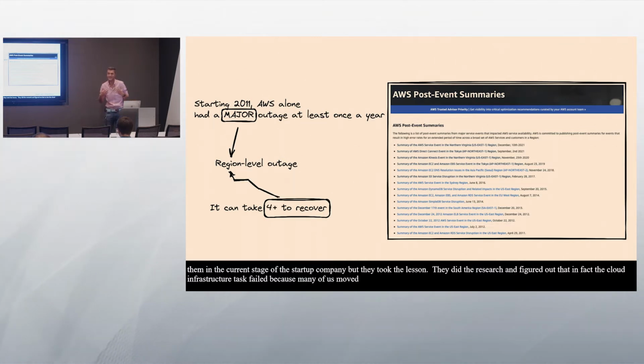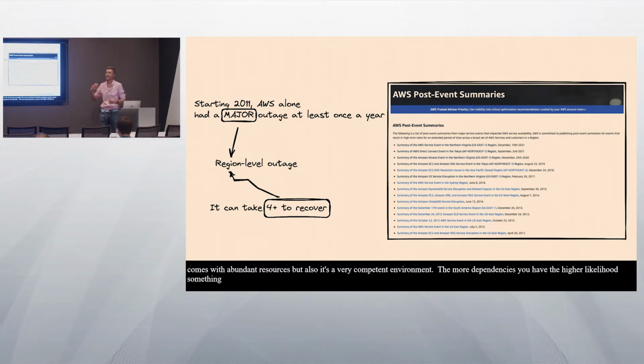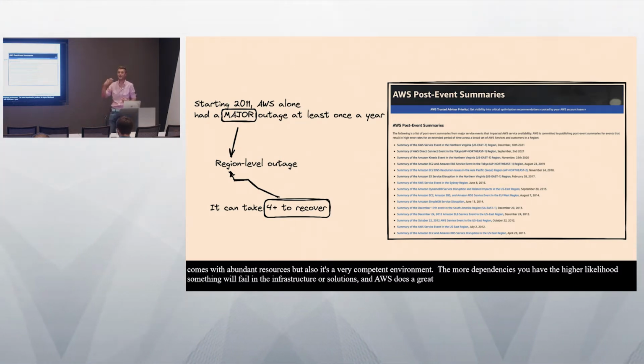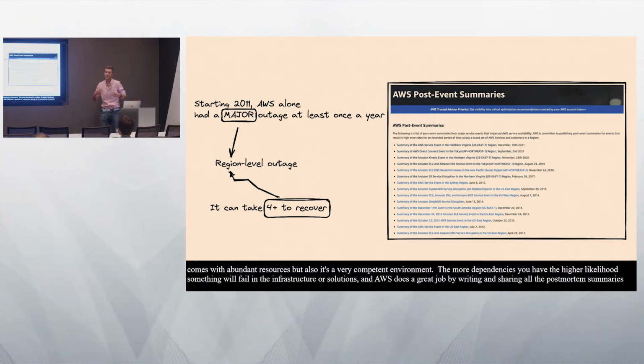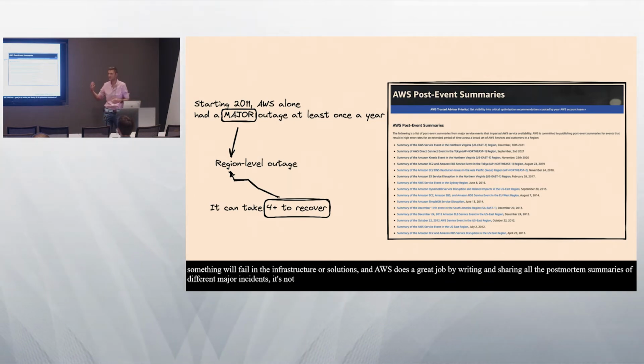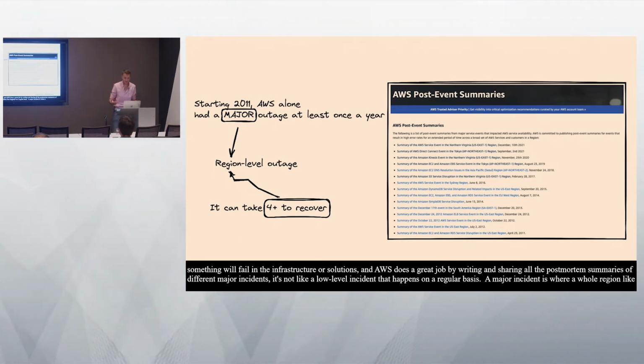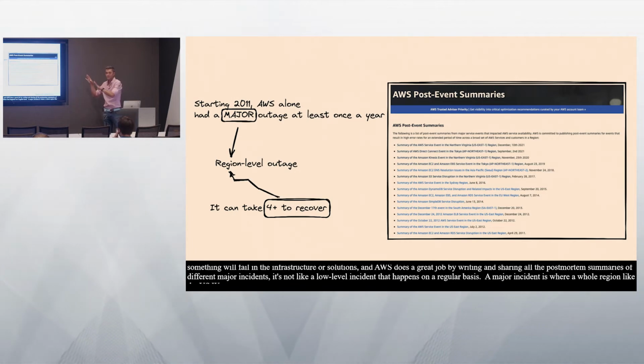And cloud comes with abundant resources, but it's also a very complicated environment. The more dependencies you have, the higher the likelihood that something will fail, either infrastructure or services, etc. And AWS does a great job by writing and sharing post-mortem summaries of different major incidents. A major incident is not a zone-level incident that happens on a regular basis. A major incident is when a whole region like US West or US East can go down and all of the services and applications are not available in that region. And we are not blaming AWS.